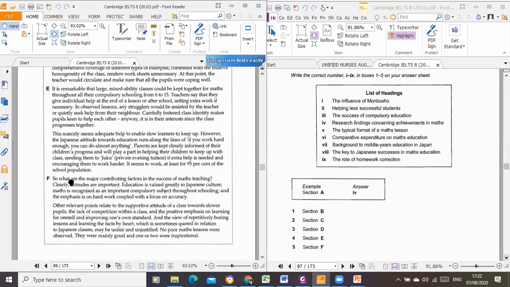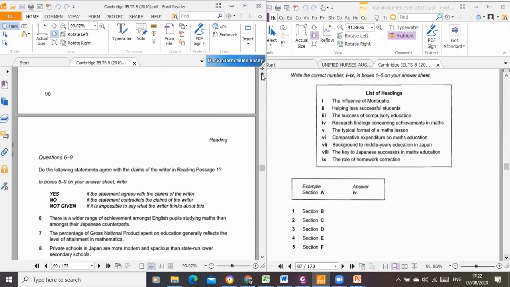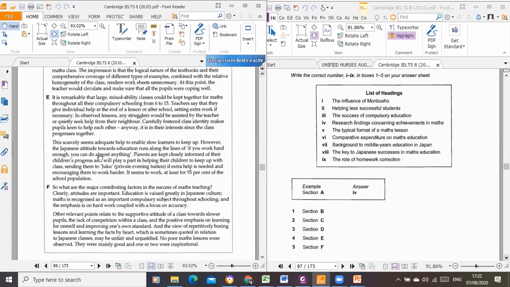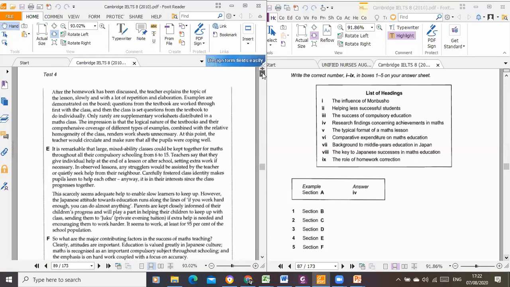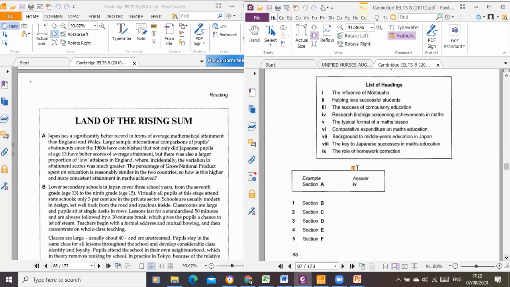Paragraph F says, so what are the major contributing factors in the success of math teaching? They have talked about many things. So these provide a concluding sentence, like a conclusion to the whole passage, which is all about why. What are the contributing factors to the success recorded in Japan in their math attainment, which was just the answer to the last statement in paragraph A. All right. Now I know they are talking about maths, blah, blah, blah. So what is section A saying? That has been done for us.